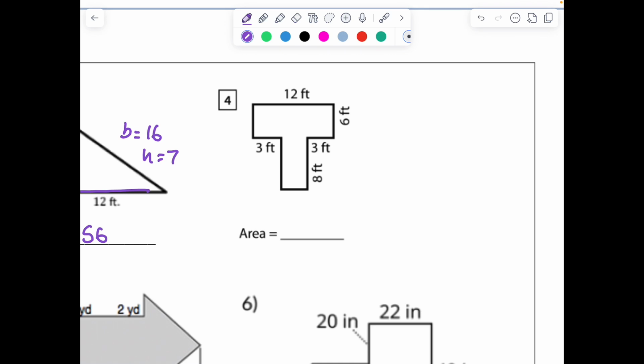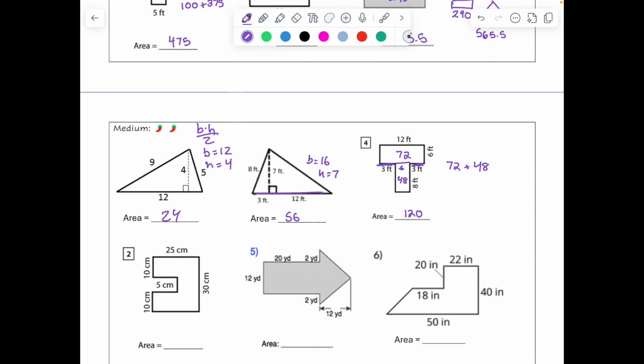Here, let's chop it into pieces we know. This is a 12 by 6 rectangle, so that's 72. If we have 3 feet over here and 3 feet over here, that means there are 6 feet left if this is 12. So this is a 6 by 8 rectangle, which is 48. So then if we add those together, 72 plus 48 is 120.